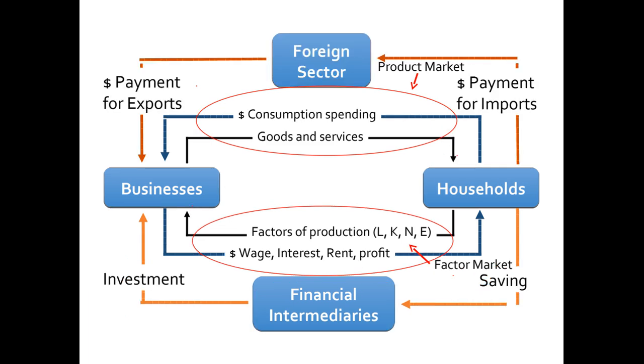So another possibility, if you look at this diagram, for the household sector is that households might also spend a portion of their income on imported goods and services, not necessarily all domestically produced goods and services. So the household sector might spend money buying foreign goods. This is what we call imports. So these are payments for imports.